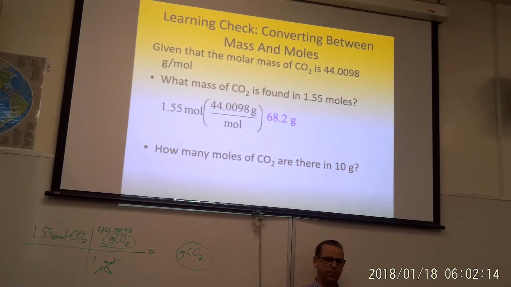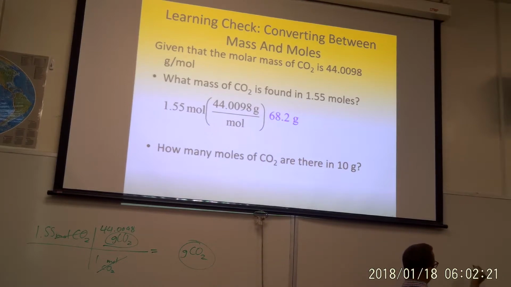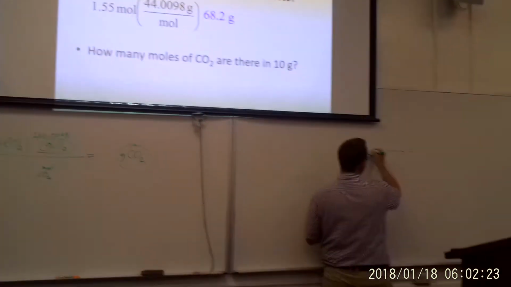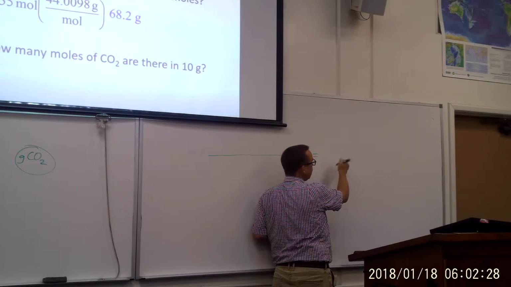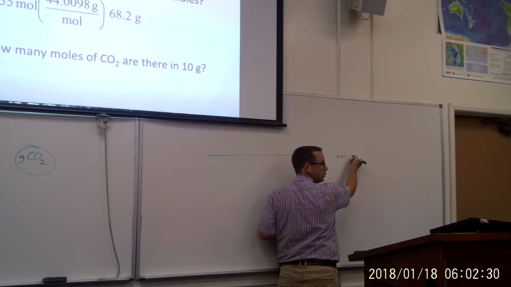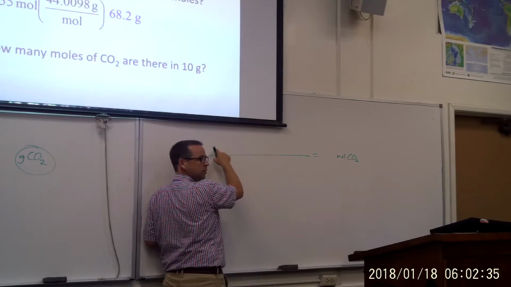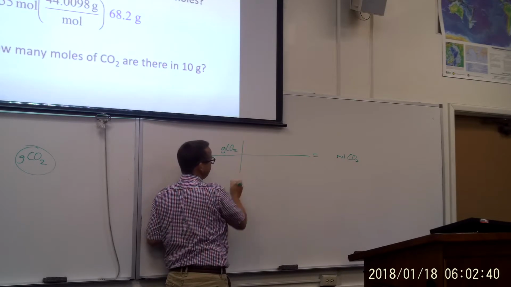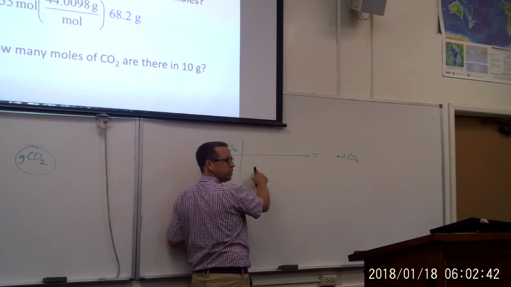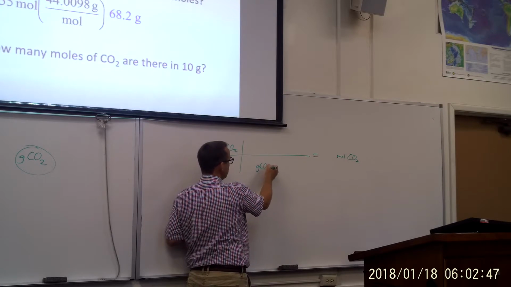Next one. How many moles of carbon dioxide are there in 10 grams of carbon dioxide? So, I put an equal sign there. What units go to the right here? Moles of carbon dioxide. What units go to the top left here? Grams of carbon dioxide. What units go down here? Grams of carbon dioxide up here.